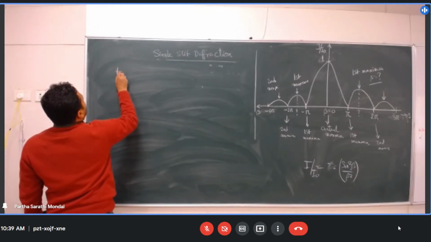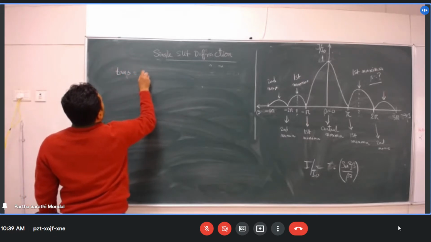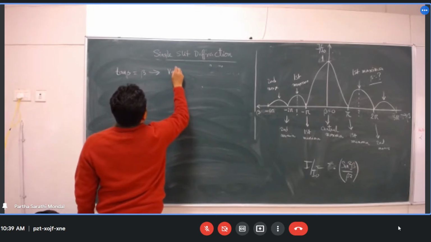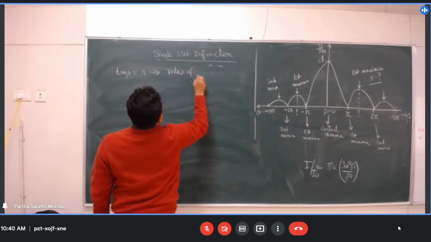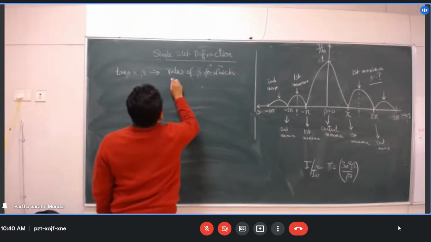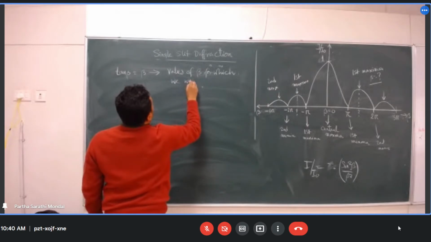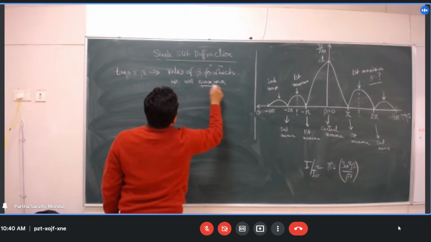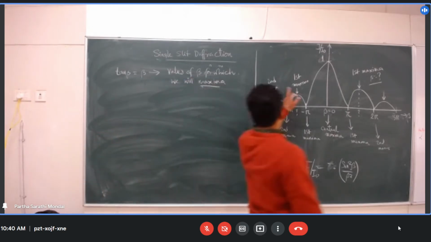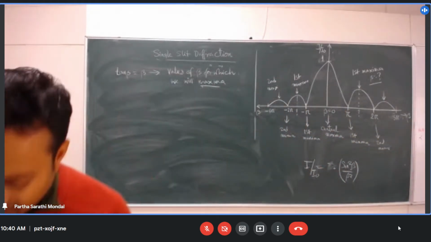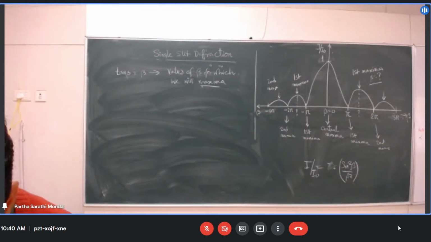So tan beta equal to beta, this transcendental equation, the solution will give you the values of beta for which we will get maxima. I'm not talking about the central maxima, other than central maxima. This one, this one, this one, this one. Okay, so it is a very simple thing. We can do it exactly in computer, but what?